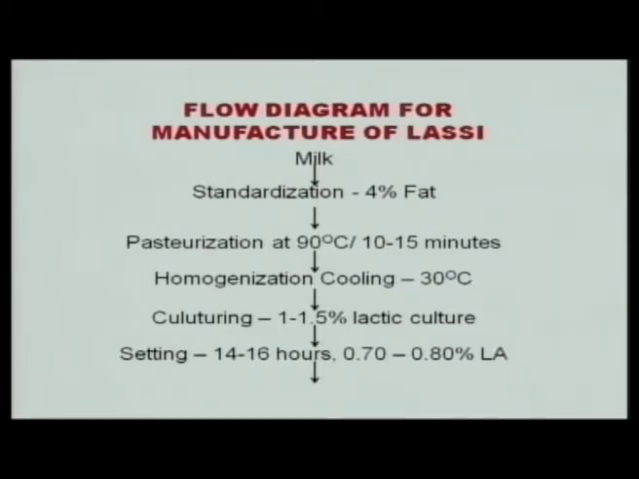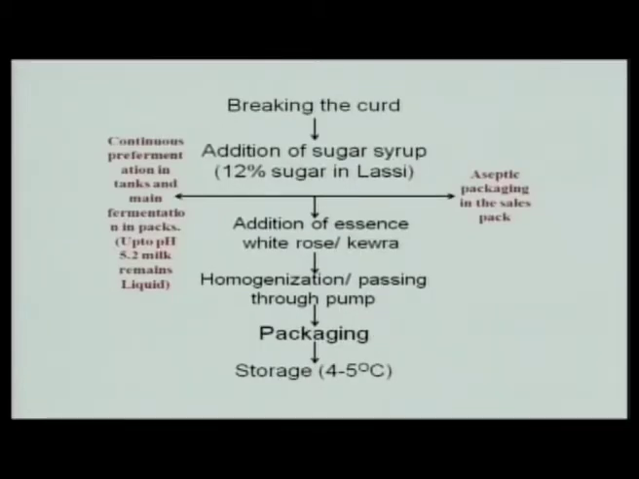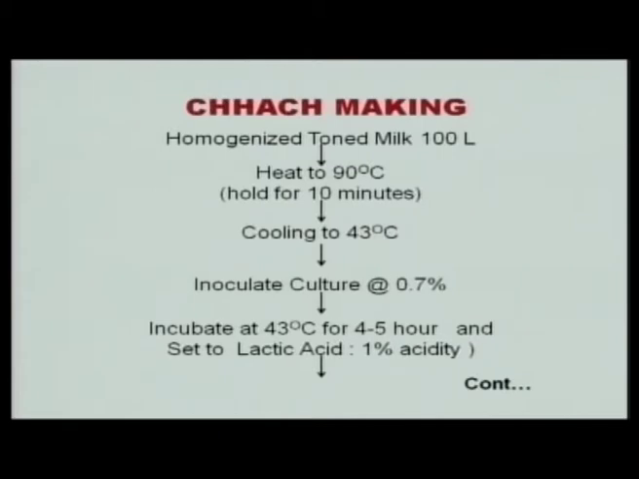for 10 to 15 minutes, homogenize it, then we do the culturing with 1 to 1.5% lactic acid culture, then set it for 14 to 16 hours for 0.7 to 0.8% lactic acid, and in this we also break the curd. Sugar syrup at 12% is added, then we add the essence, then homogenize it, and then pack and store it.